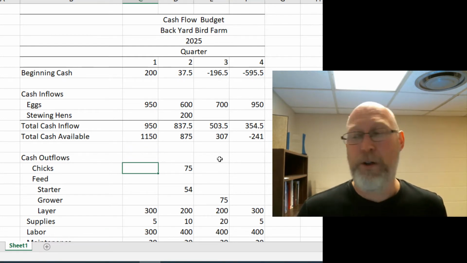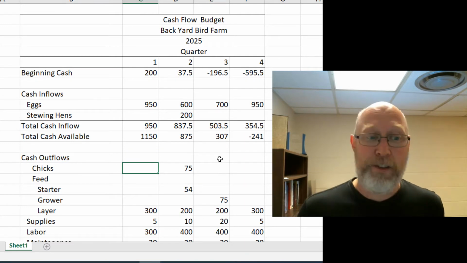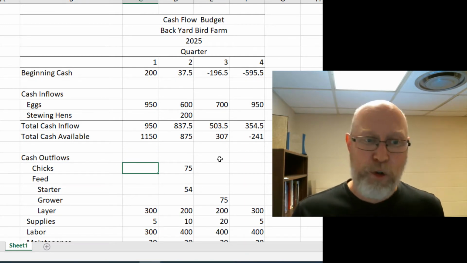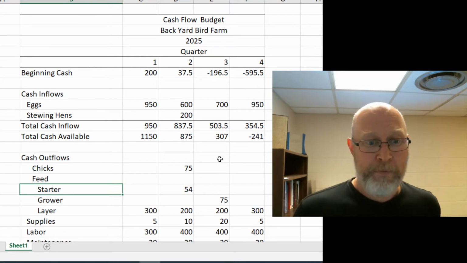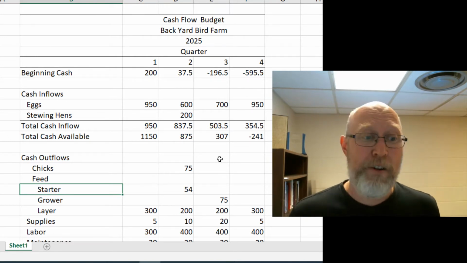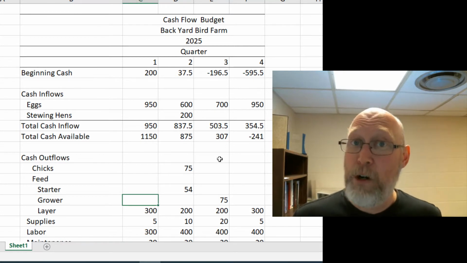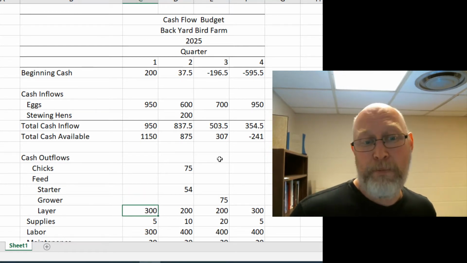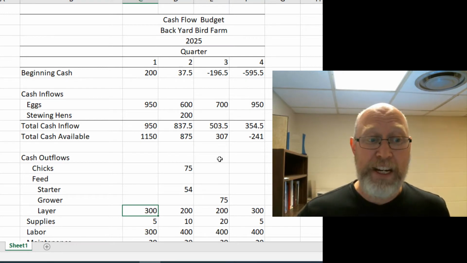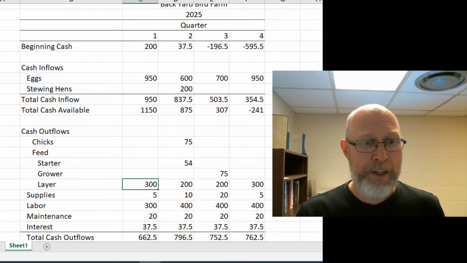Now we have cash outflows. I'm not going to buy any new chicks in that first quarter. I'm not going to buy any starter feed in that first quarter because I've already started my chicks and they're already in the layer phase. I'm not going to buy any grower feed because they've already grown and they're in layer phase. So I'm now going to buy $300 worth of layer feed in that first quarter.